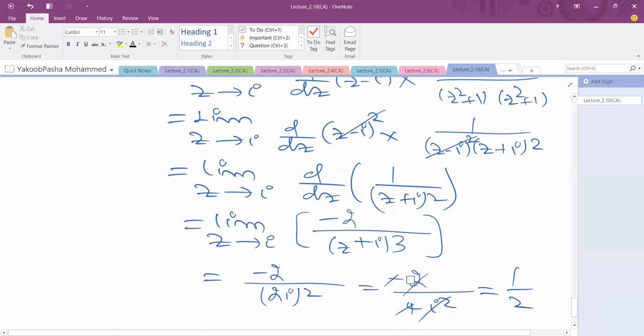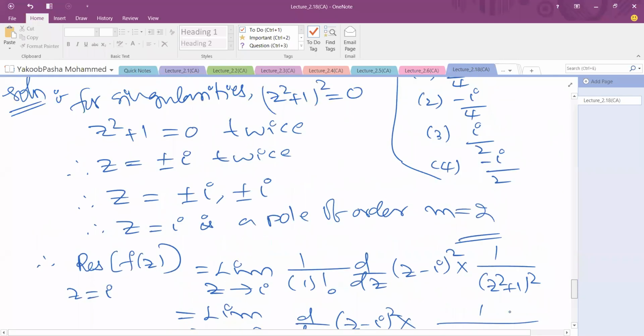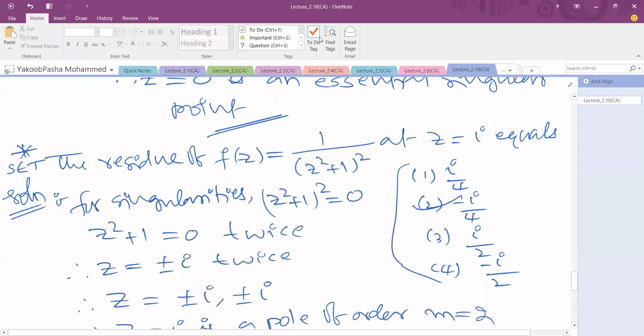So here we can write minus 2 divided by 2I whole cube. That is equal to minus 2 divided by 8I cube. I cube means minus I. So this is equal to minus 2 by 4, 1 by I. Minus I by 4. So minus I by 4 is the second option, the right option.